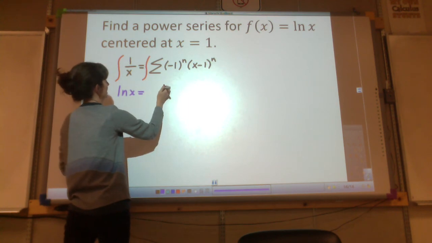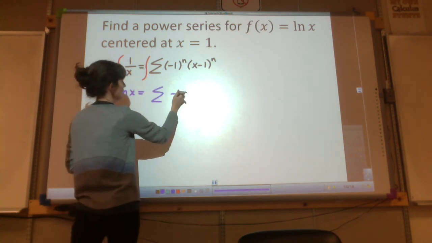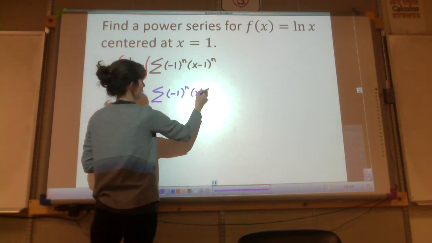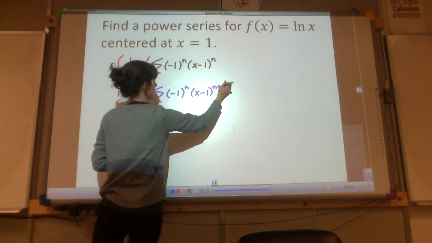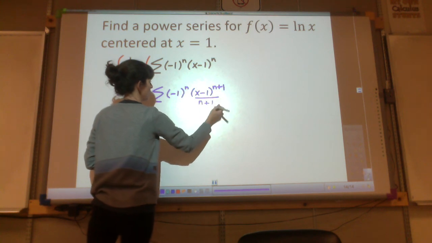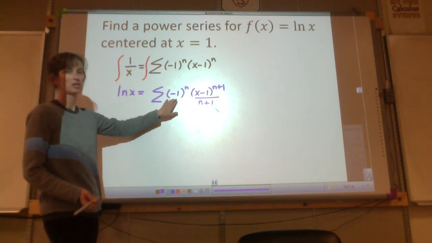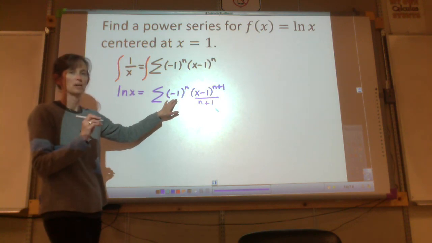Okay, so the series becomes negative 1 to the n, x minus 1 to the n plus 1 over n plus 1. Is that right? Did I do something wrong? No, it's awesome. This is a constant. It's not going to change as you do every term.